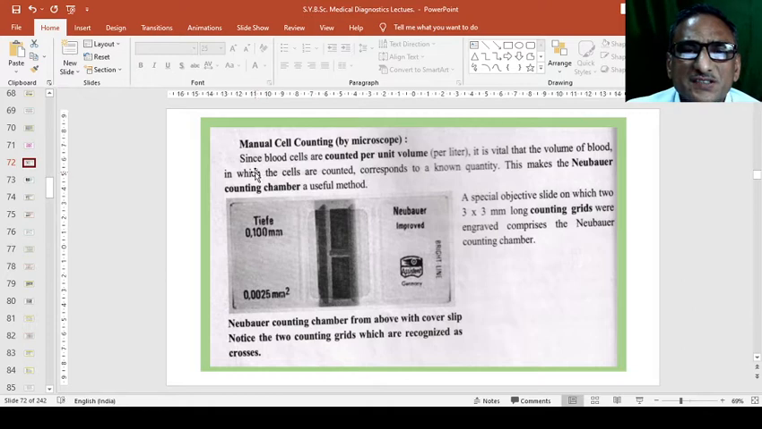Since blood cells are counted per unit volume, it is vital that the volume of the blood in which the cells are counted corresponds to a known quantity. This makes the Neubauer counting chamber a useful method. It can be studied using this slide. Actually, we studied and calculated from this slide in the 12th science class. So, Neubauer counting chambers are seen from above with a cover slip. In it, notice the two counting grids which are recognized as the crosses.